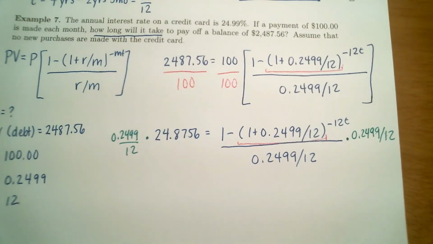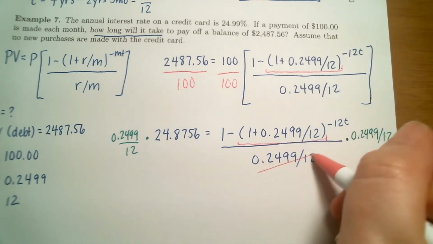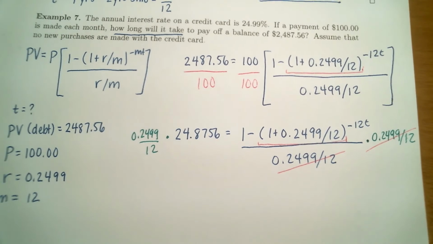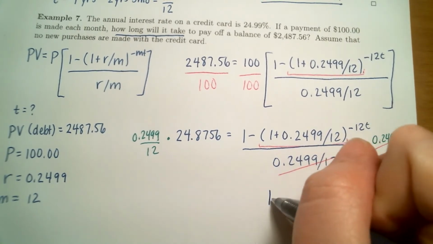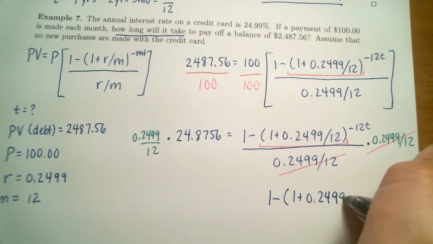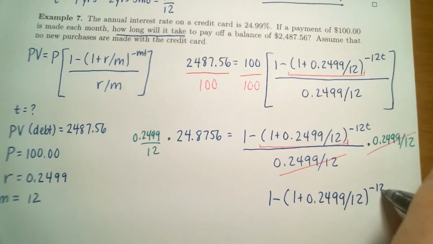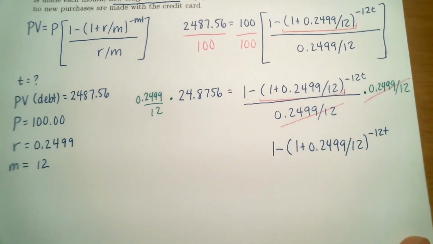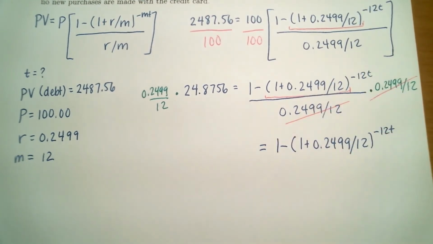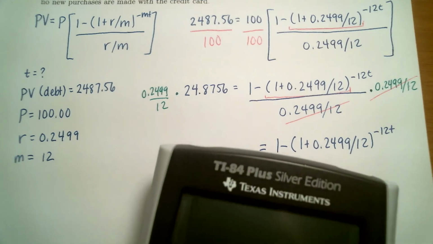So on the right side, you have r over m in the bottom. That will cancel with r over m in the top. It is going to leave you with the numerator only. On the right, you can go ahead and start putting this in the calculator. That's what I would do. This is kind of a lengthy process, so I would just keep up with the calculator calculations.